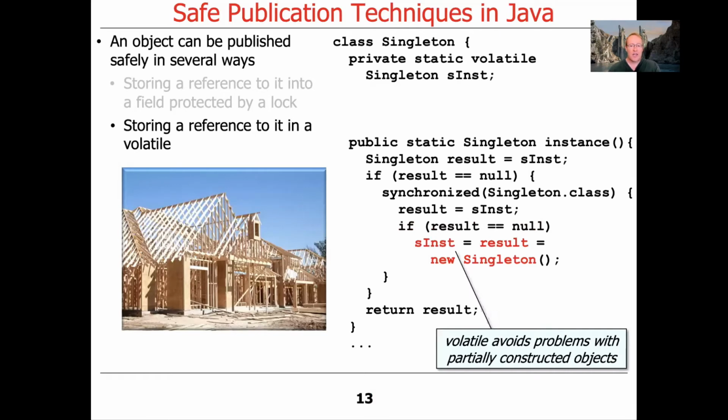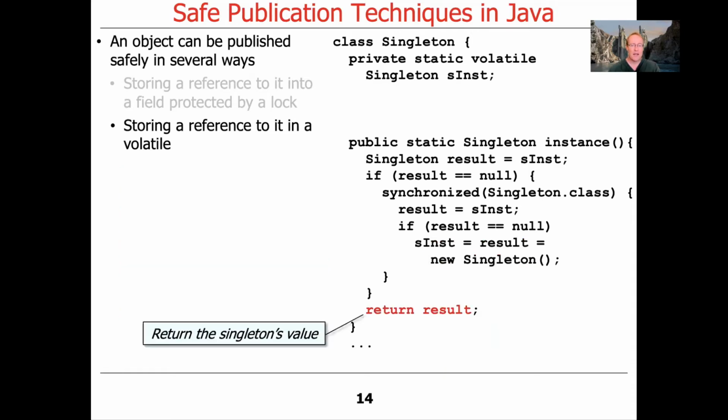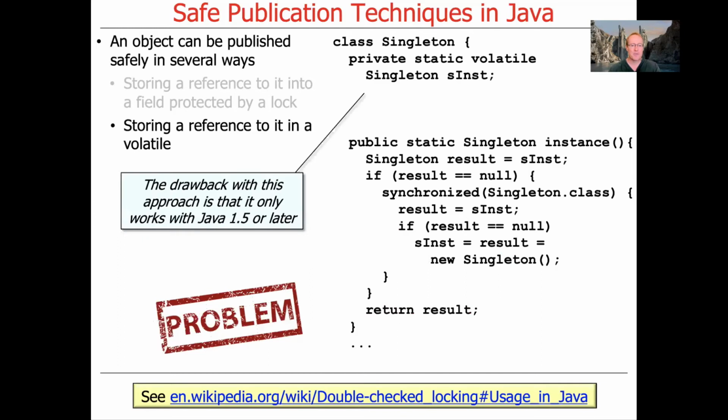So using volatile here avoids problems with partially constructed objects. So we make sure that the object is completely constructed and its state and its reference are properly published to any other threads that want to be using this singleton in the context of a multi-threaded program. And then the last thing on the way out, we return the result, which should also be consistent and published properly to all the other threads in a multi-core solution.